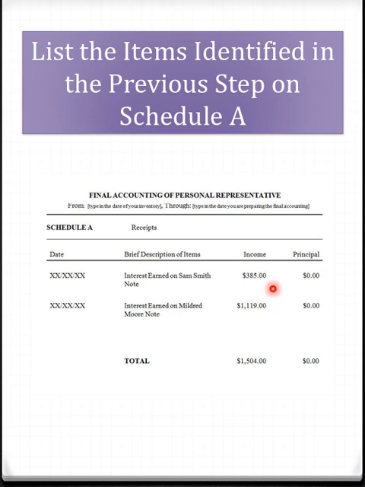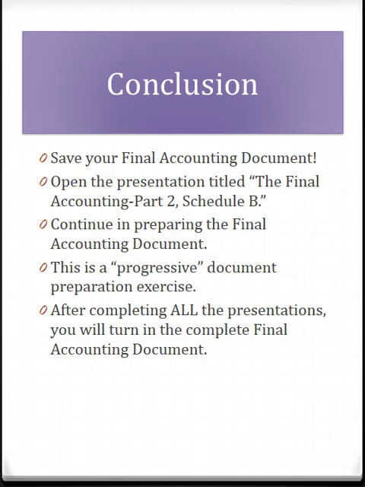Okay, so you can fill that out. You maybe write it down on your blank form, Schedule A, right now, or type it into the form. But I'm going to go ahead and move to the next slide. I think it's the final slide. Yes, it is. All right, so now we conclude this presentation on how to prepare Schedule A. You want to save your final accounting. Then you want to open the other presentation I'm doing next for Schedule B, and continue to prepare the final accounting document.